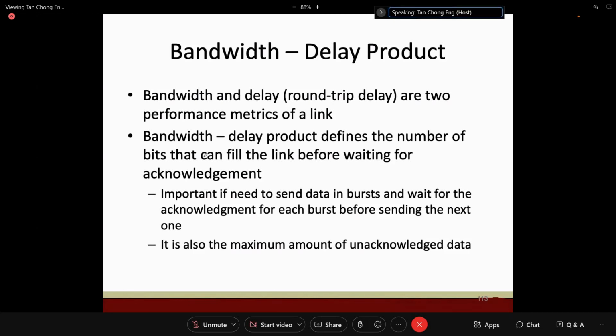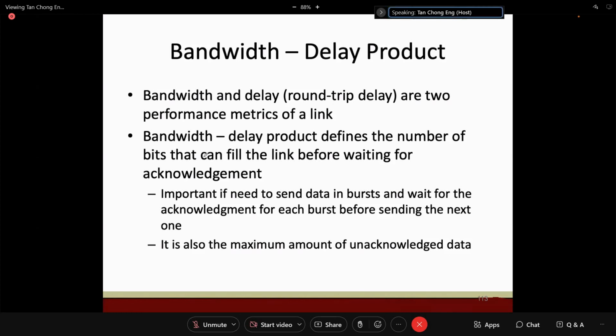And then you will have this satellite communication. Usually they come in huge bandwidth, that's why we call it a fat channel. The channel is not thin, it's fat. And at the same time, they have a long delay. So for that kind of network, this bandwidth delay product is very important.